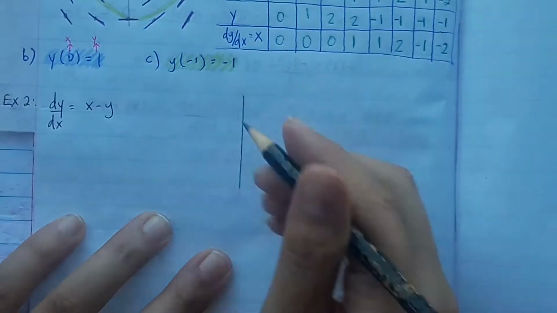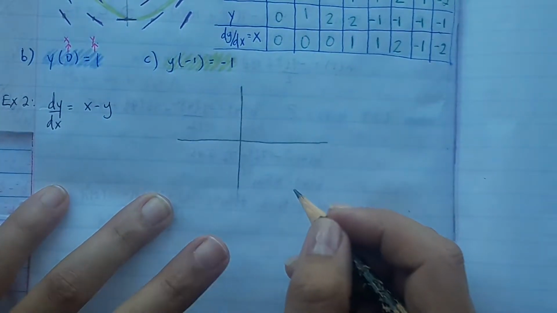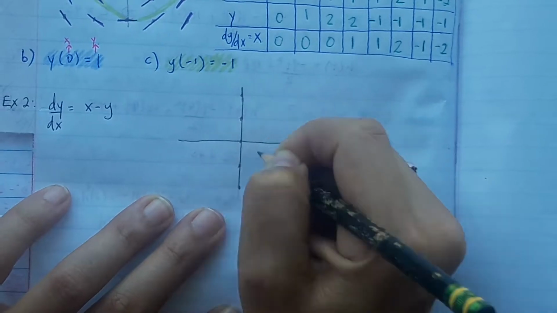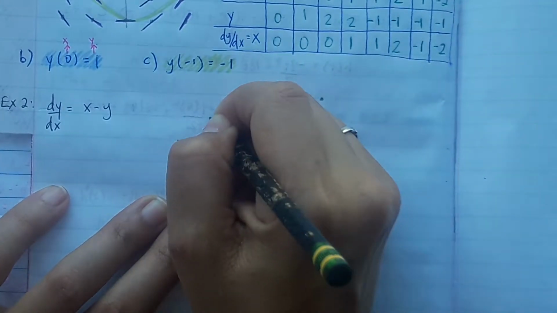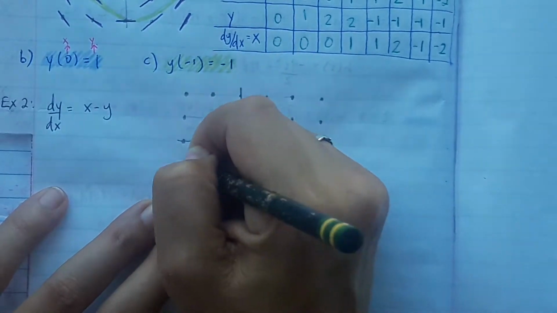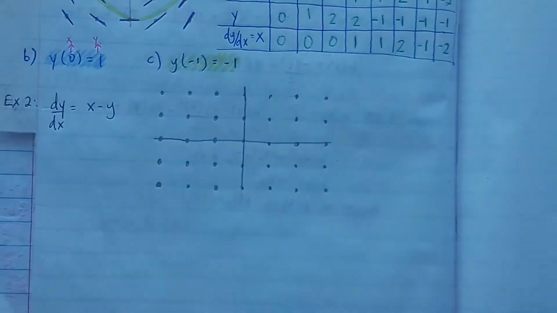So again, pause the video and you're going to make points. Let's do negative 3 to 3 and negative 2 to positive 2. Just points everywhere because we're going to fill those in with slopes, with tangents.